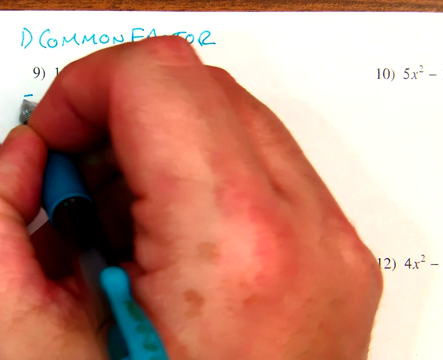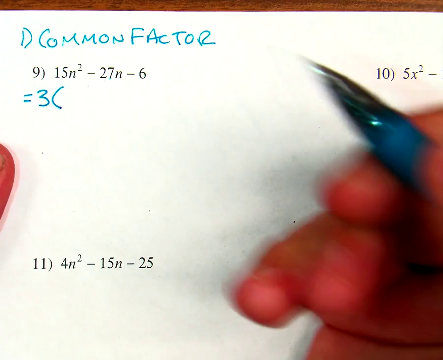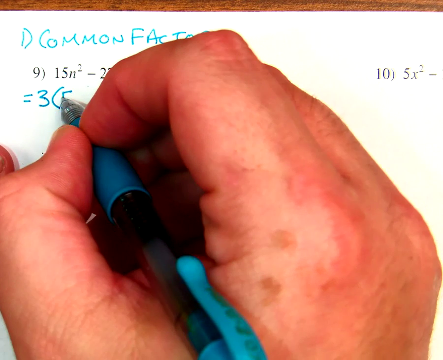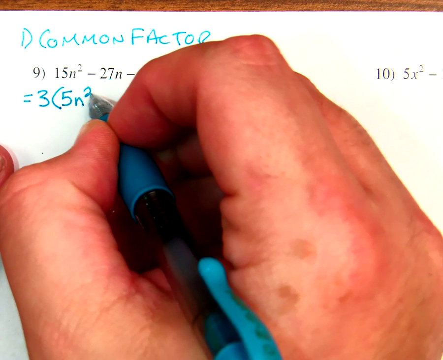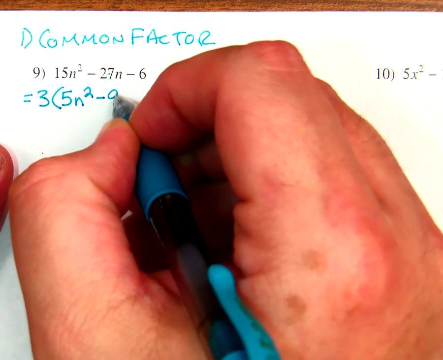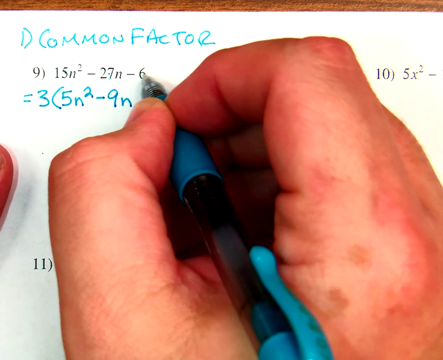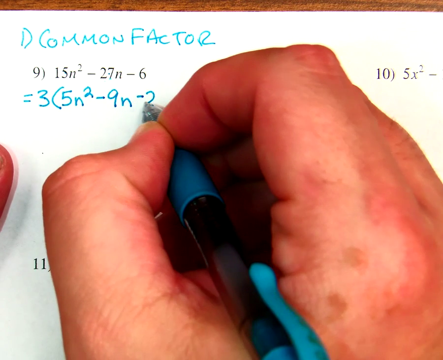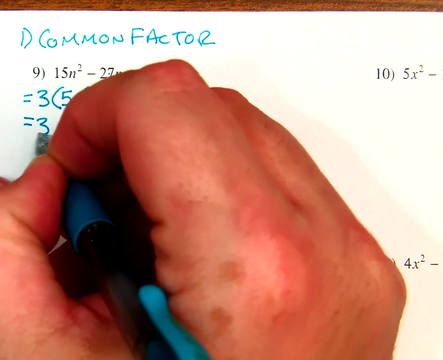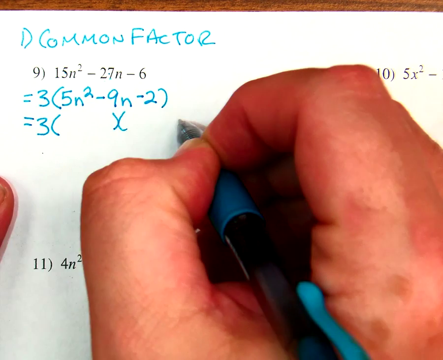So I'm going to get 3, and now I'm going to take, what's 15 divided by 3? 5. So it's 5n squared. 27 divided by 3? Negative 9n. And negative 6 divided by 3? Negative 2. So now I know my answer is going to be 3 times this.